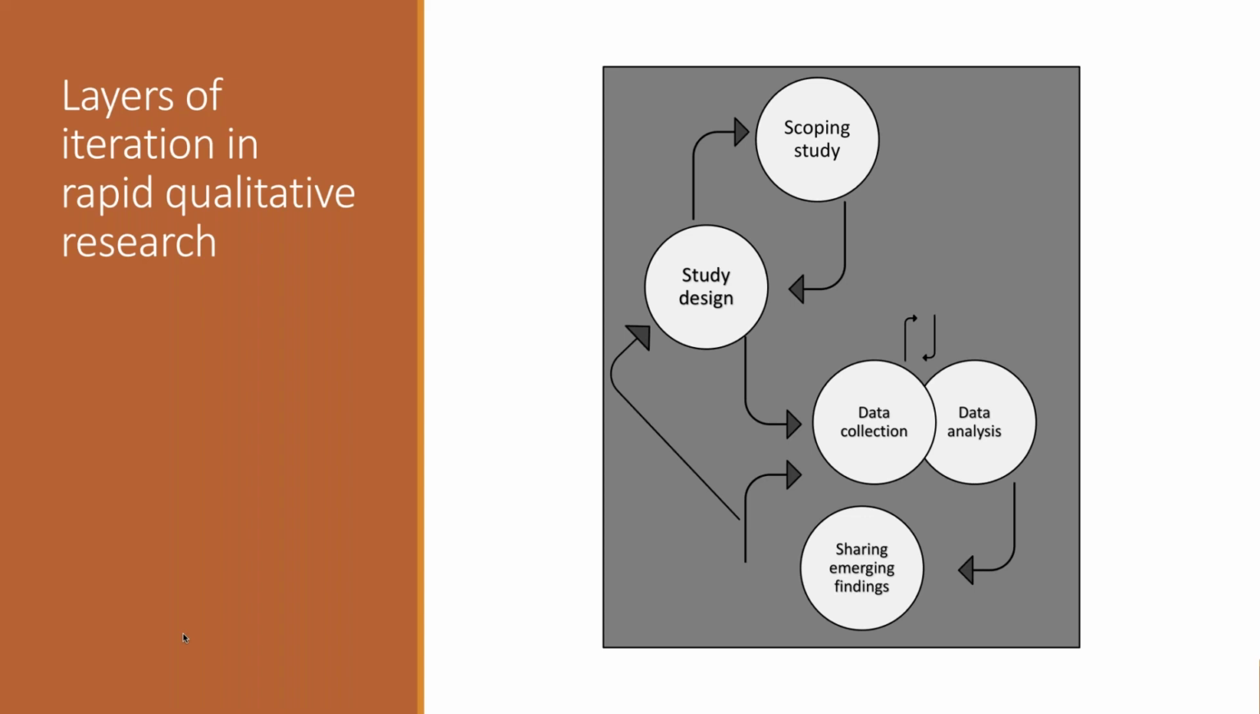Once the study design is set, that will shape data collection and analysis, and as those are carried out in parallel, they will inform each other. Because we've analyzed data as we're collecting, we can share emerging findings, but seeing that sharing not as a very linear dissemination phase, but more as a feedback session where stakeholders might give us important information, ask us questions or identify gaps in our findings. We can then take that information back and shape the study design, and the cycle keeps going.